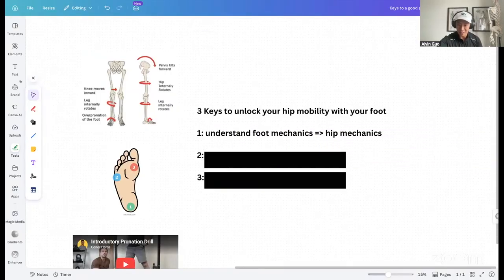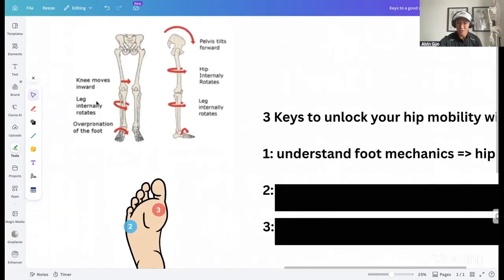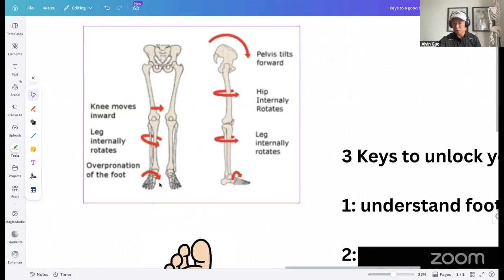And that's the first reason why we have to train your foot, because the foot is basically the first thing that ever touches the ground. Now, if your foot can't pronate properly, your tibia will be stuck. If your tibia is stuck, your femur is stuck, and then you're probably going to have some knee problems. If your femur is stuck, then your pelvis cannot access internal rotation.